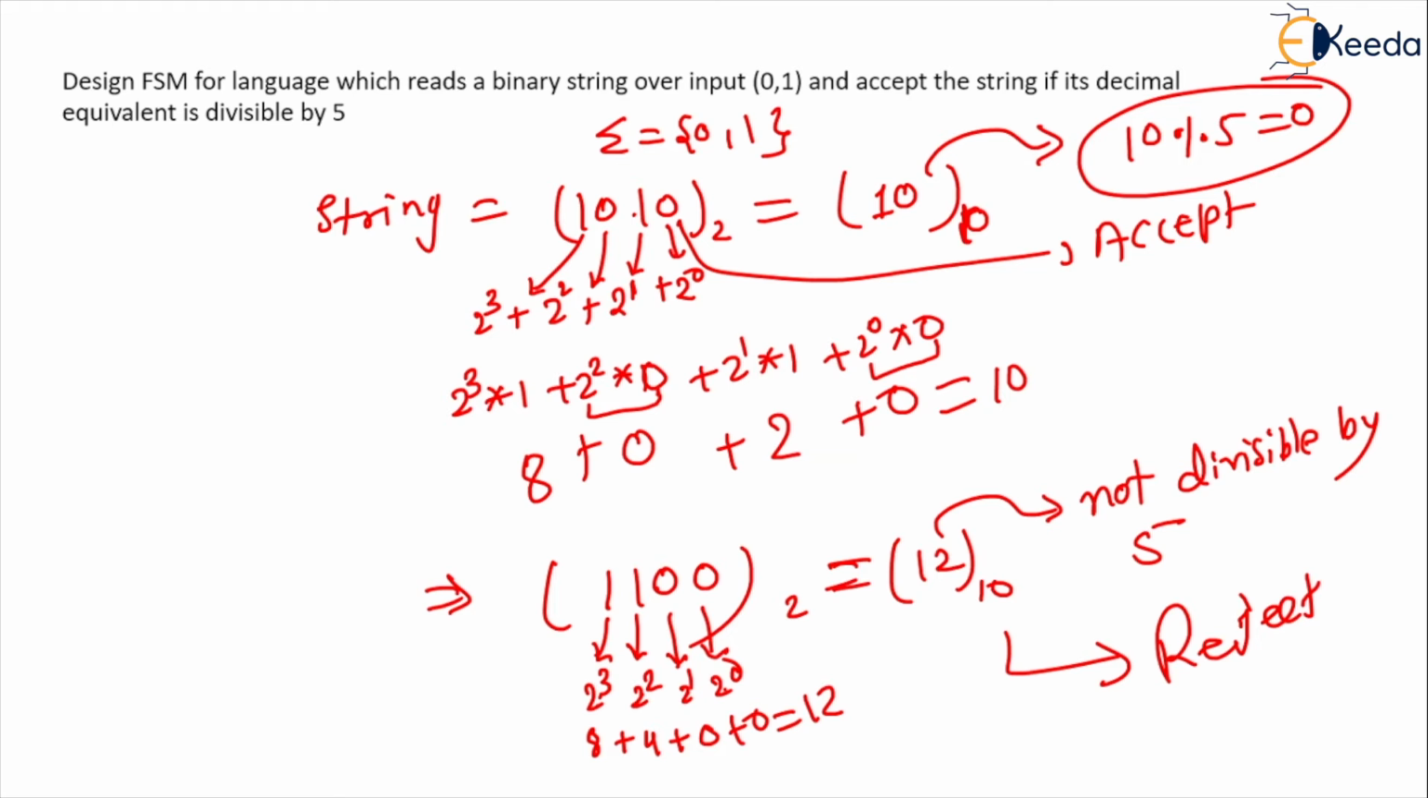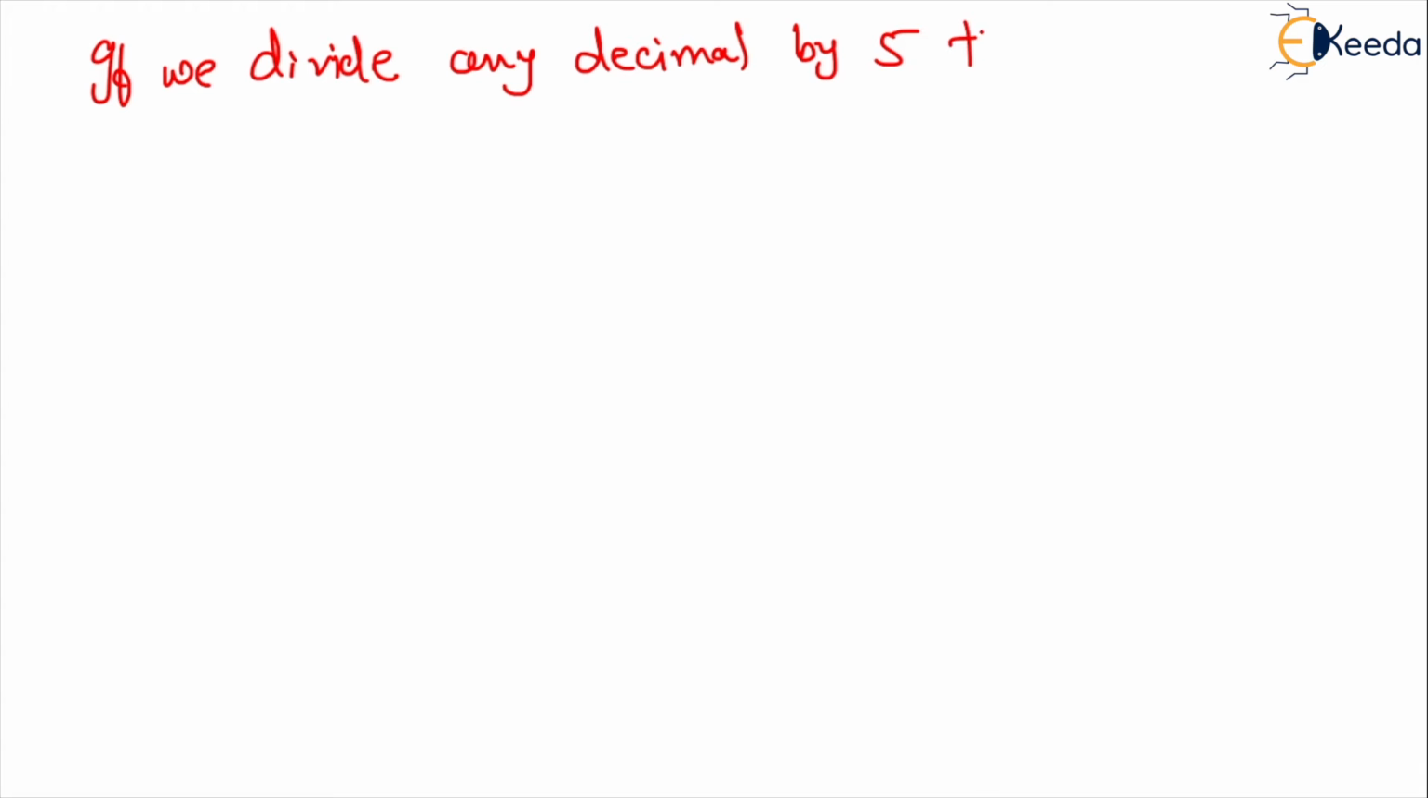Got it? So just see, in this case, divisible by 5: when you divide any decimal number by 5, how many different remainders are possible? There are 5 remainders. So we write down this statement: if we divide any decimal by 5, then there are 5 possible remainders.